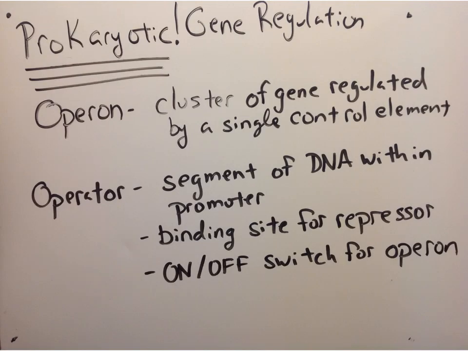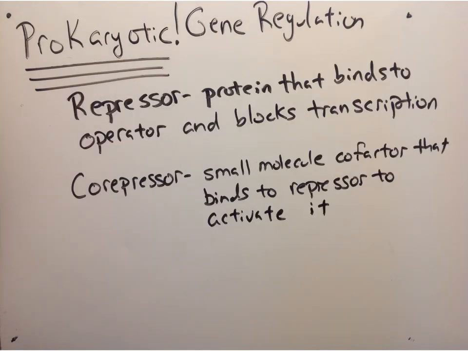In prokaryotes, genes that work together on a related function are grouped together in a cluster called an operon. The operon includes both the genes that are regulated and the promoter and regulatory sequences in front of the cluster of genes. Within the promoter, there is a special stretch of DNA that's a binding site for a protein called the repressor, which blocks gene expression, and that's called the operator. The operator is the DNA that's a binding site for a protein that blocks gene expression. The protein that blocks gene expression is called a repressor.